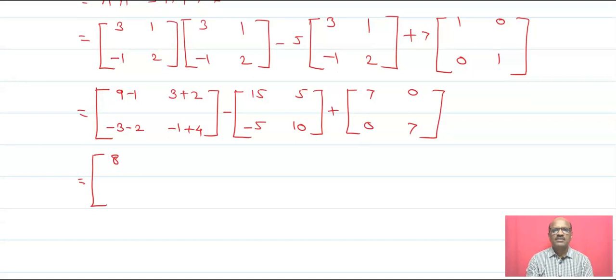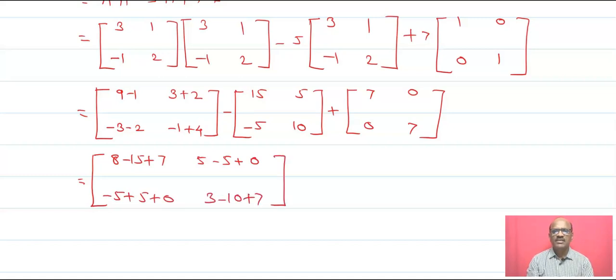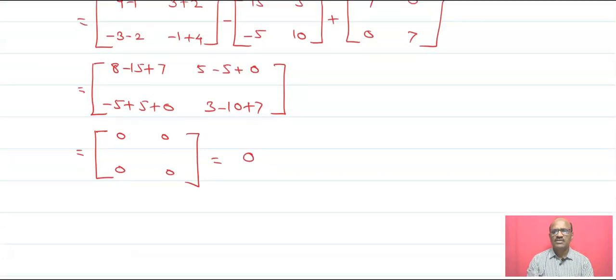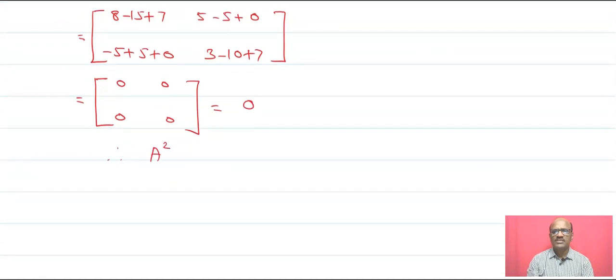And now their respective algebraic addition. That is 8 minus 15 plus 7, 5 minus 5 plus 0, minus 5 plus 5, 3 minus 10 plus 7, and that is equal to 0, 0, 0. Therefore, it is a null matrix. Therefore, a square minus 5a plus 7i equals 0 is proved.